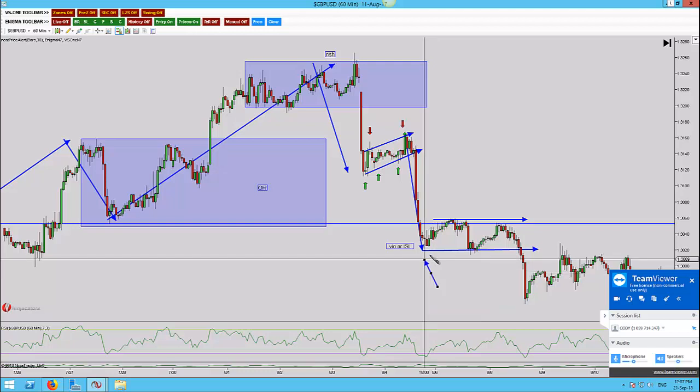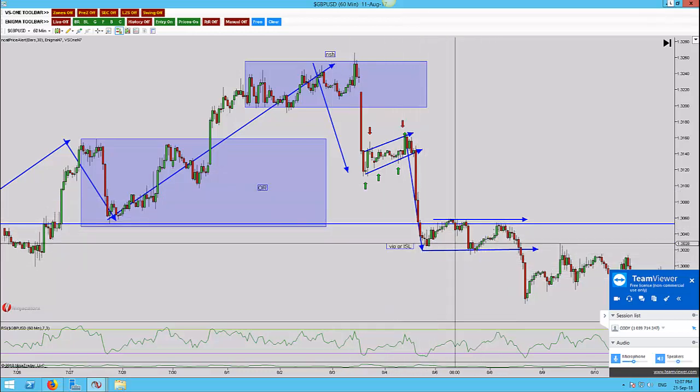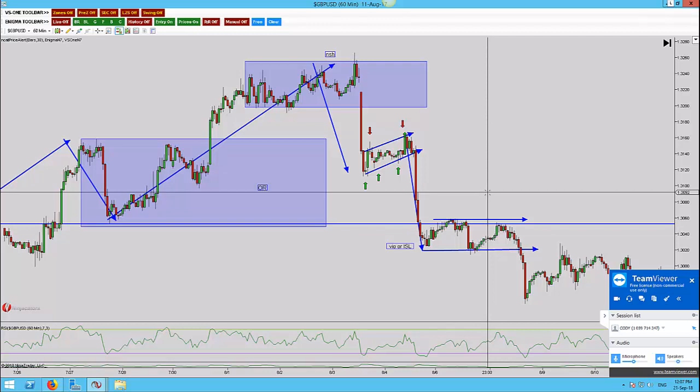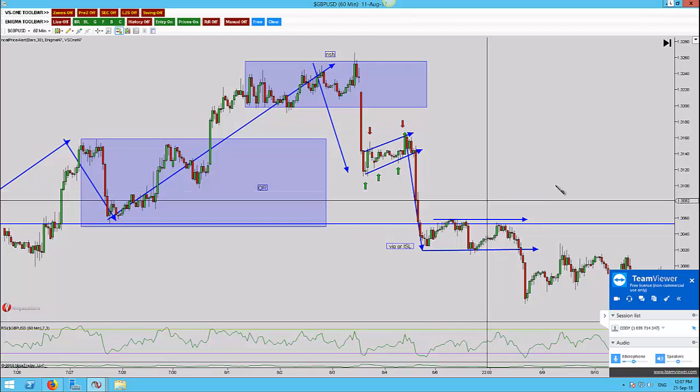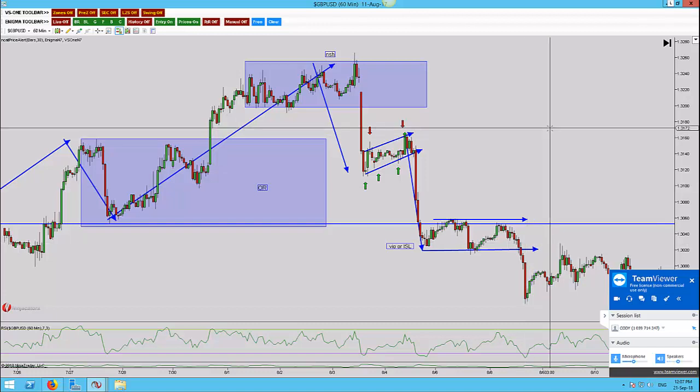Yeah, so we didn't actually come down and test here, and we didn't quite go up to there, but you can clearly see that this is sideways movement, and straight after it we once again broke to the downside, continuing that momentum.